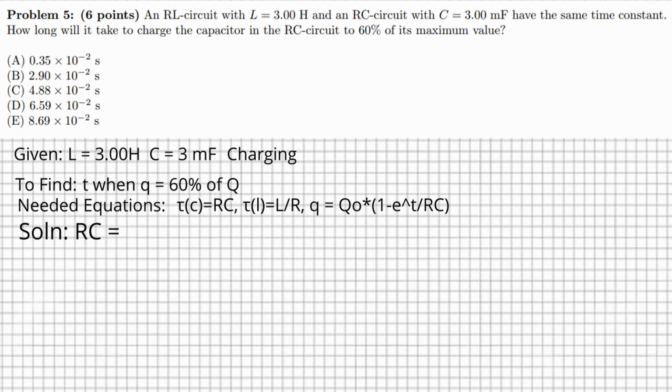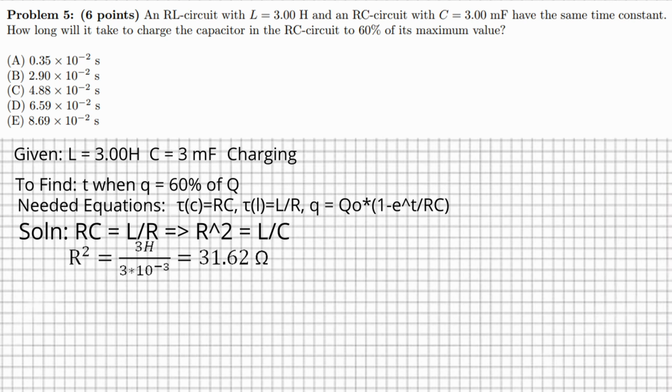The time constants of the RC circuit and the RL circuit are the same, so RC equals L divided by R, which leads to R squared equals L over C. Rearranging, we get the resistance R equals the square root of 1000, which is 31.62 ohms.